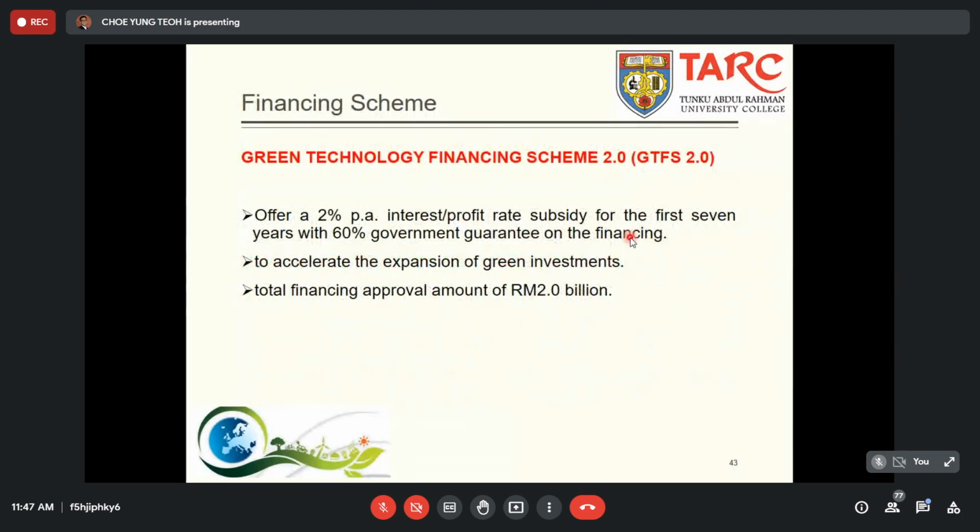Okay, then we talk about the financial scheme that the government offers to help us, which is the Green Technology Financial Scheme 2.0, which offers interest of just 2.2%. If you borrow from a bank for your house loan, I think it's 4%. But now this one is only 2%, half of it. So they actually hope the investor will borrow the money and build a power plant. This is one of the methods to help the investor and the industry use renewable energy.